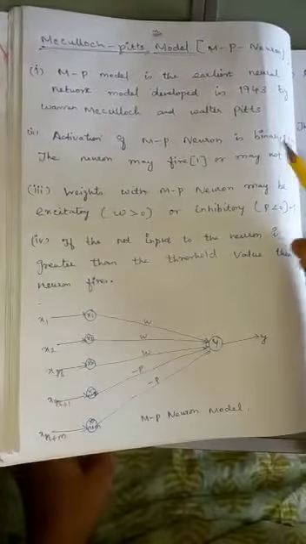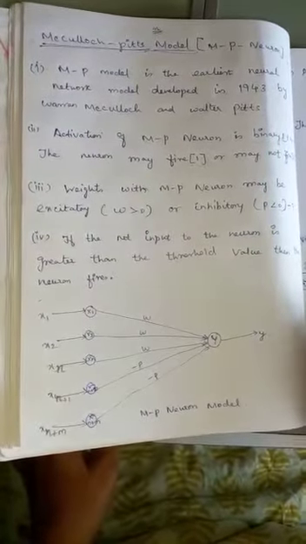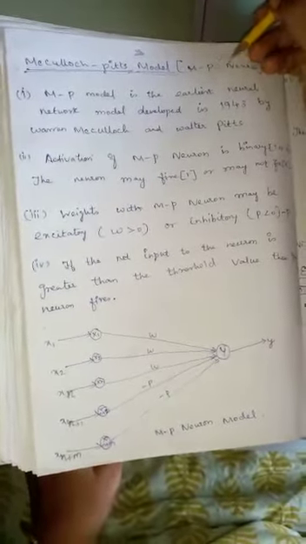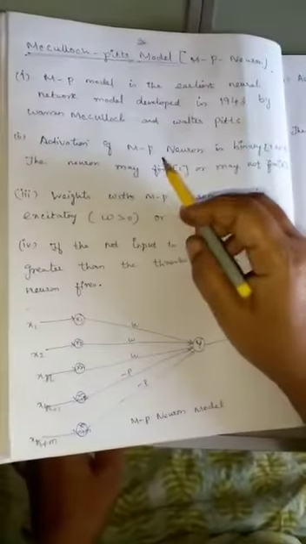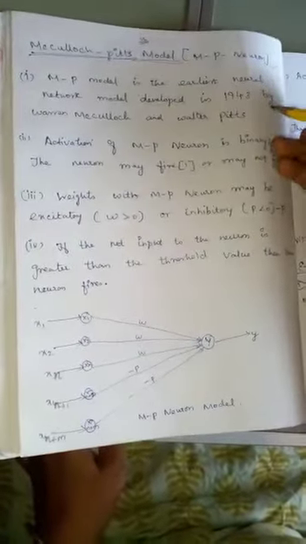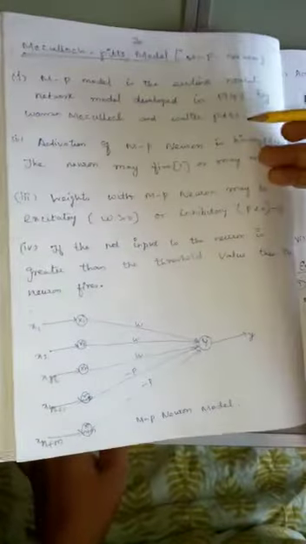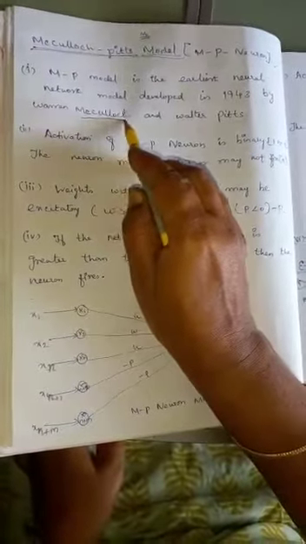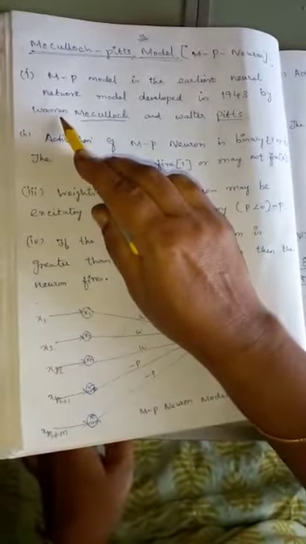So good morning friends. Today I'll take McCulloch's model, the McCulloch-Pitts network model, which we'll also call the MP neuron. This model was developed earlier, in the year 1943, by Warren McCulloch and Walter Pitts. Because of the people who developed it, it is called the McCulloch-Pitts model.